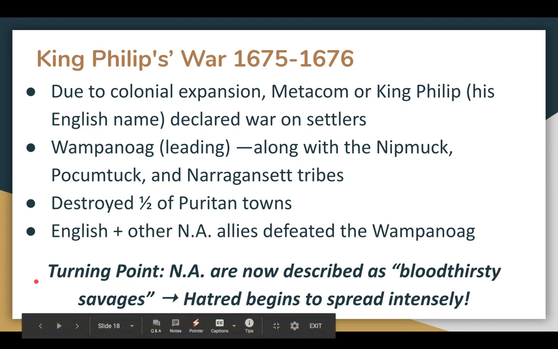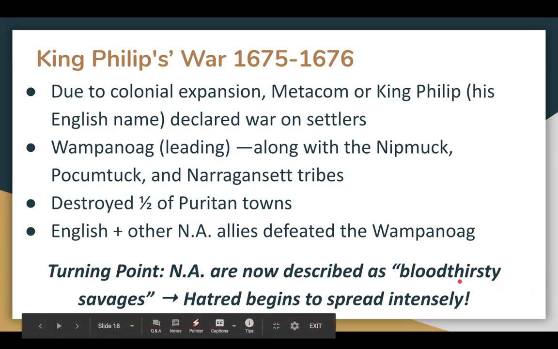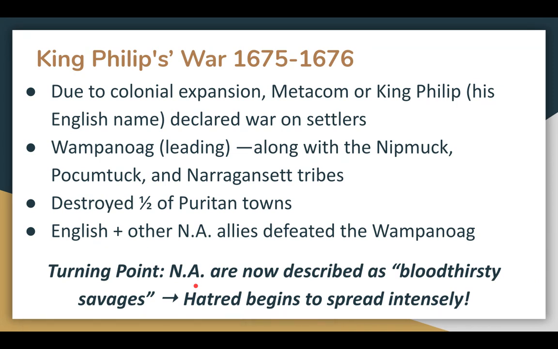So look at this turning point. Native Americans are now described as bloodthirsty savages because they are coming off as very violent. They are now viewed in a very, very negative light as bloodthirsty savages. And so hatred just begins to spread intensely, and it's actually just going to get worse and worse and worse.